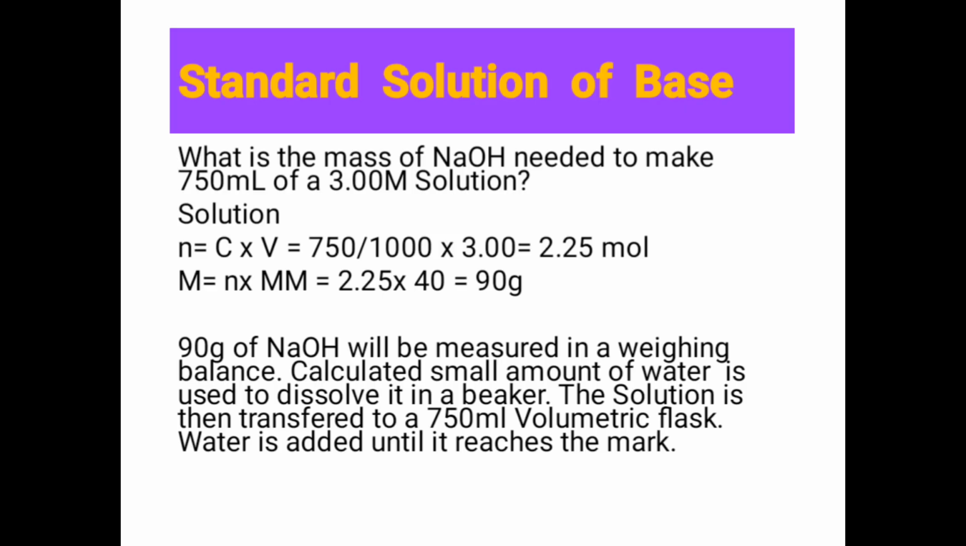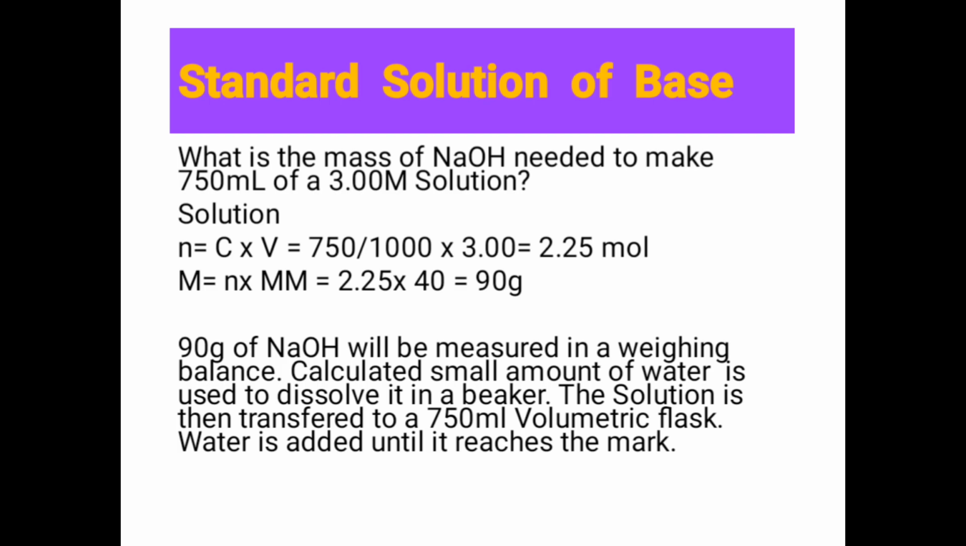So the concentration there is 3, that's 3 times 0.75, and it will give us 2.25 mole. Then you now convert the mole to mass by multiplying the mole by the molar mass, and the molar mass of NaOH is 40. That's 23 plus 16 plus 1.